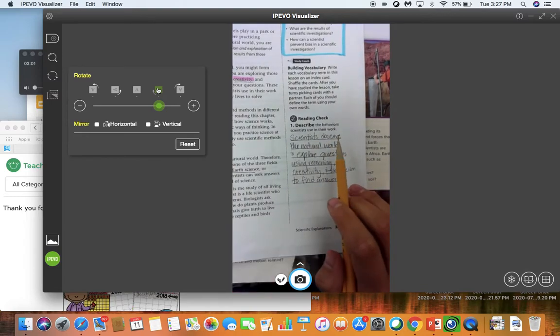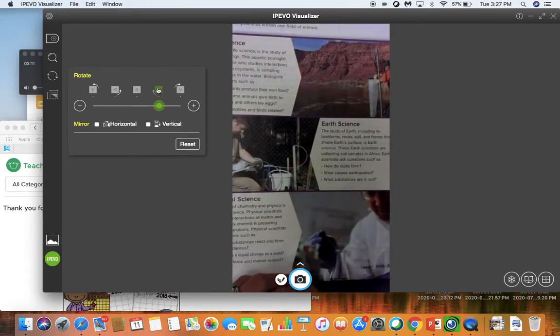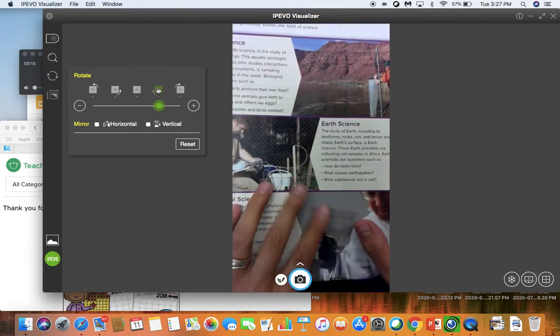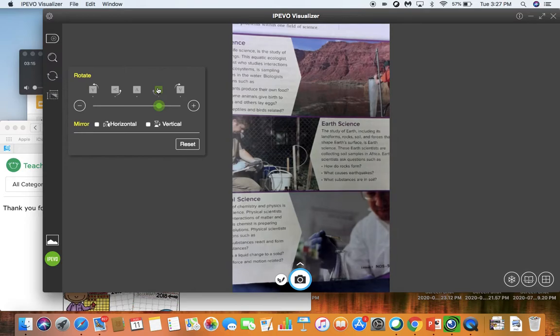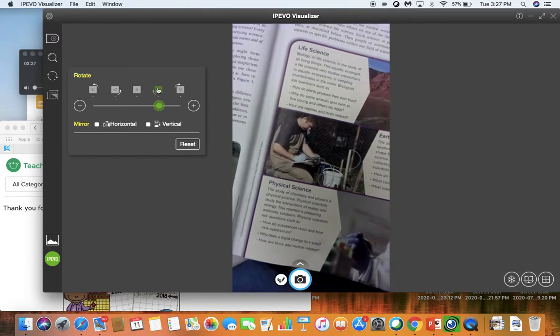Then we talked about the branches of science. So we've talked about life science, which is biology, the study of living things. Okay? There's a picture of it. Earth science is the study of the earth, rocks, soil, forces that shape Earth's surface. And physical science, the study of chemistry and physics, how substances react with one another, how a liquid changes to a solid. Let's look on to the next page.